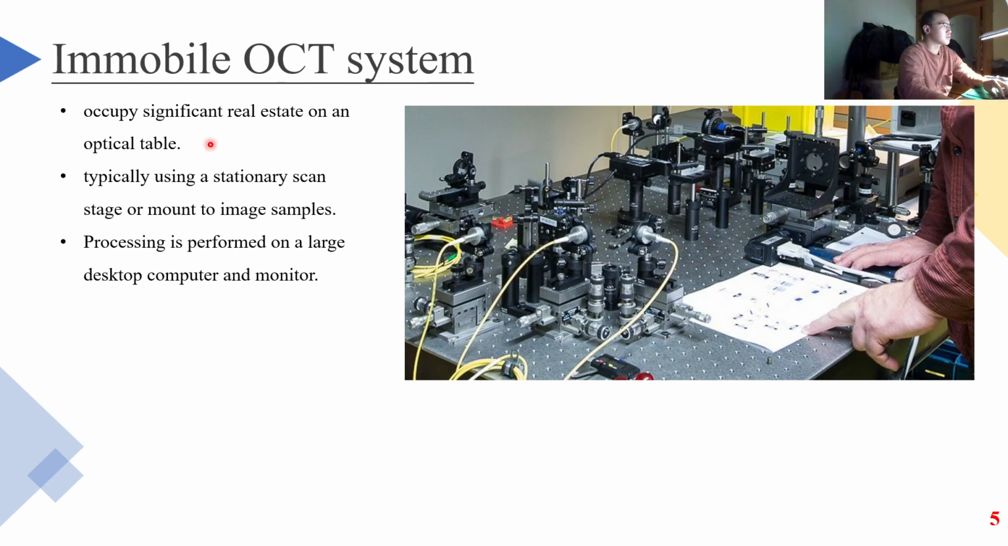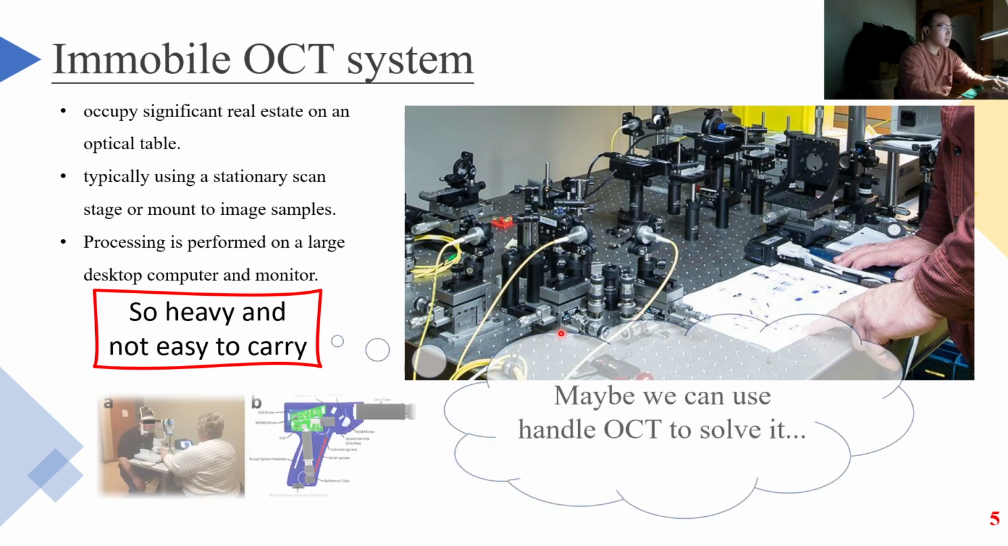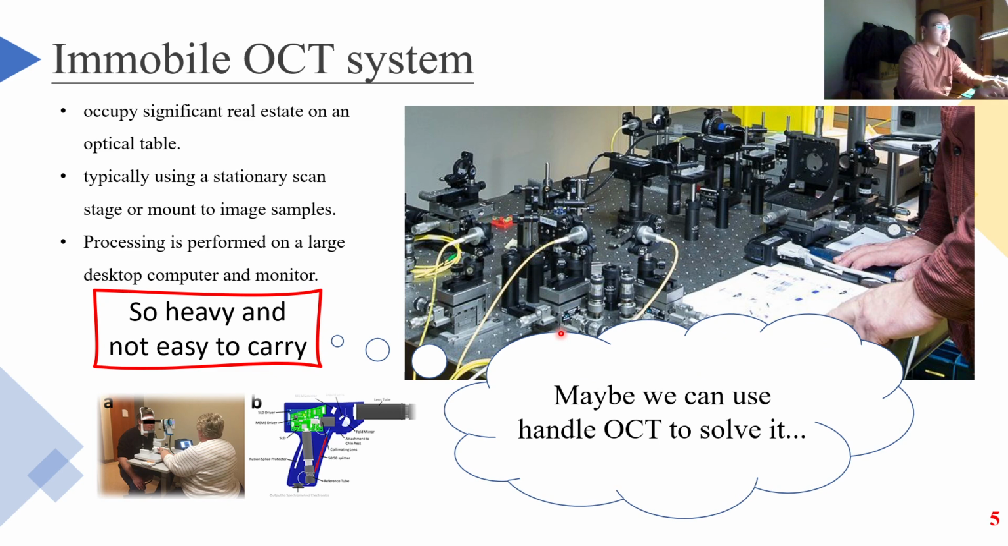A traditional multiple OCT system occupies a significant amount of space on an optical table, typically uses a stationary scan stage to mount the image samples, and processing is performed on a large desktop computer and monitors. You can see in the picture on the right that it is so heavy and not easy to carry. How can we solve this problem? Maybe we can use handheld OCT to solve it.